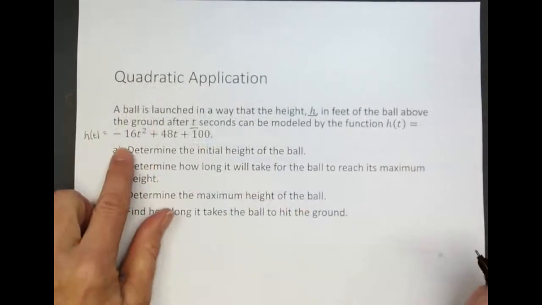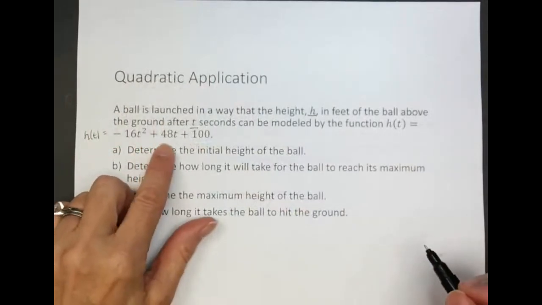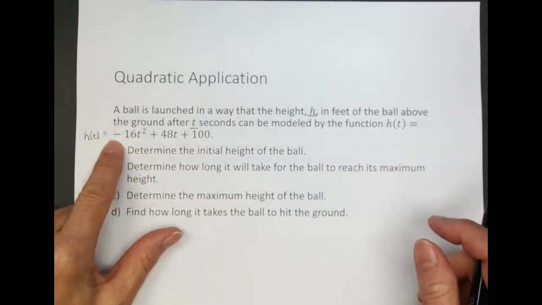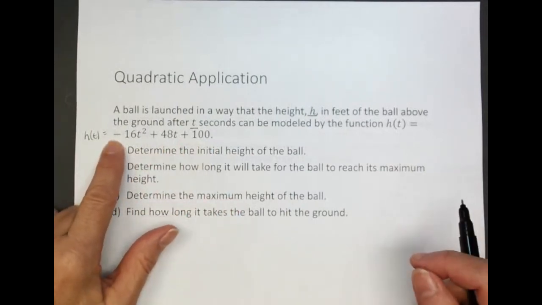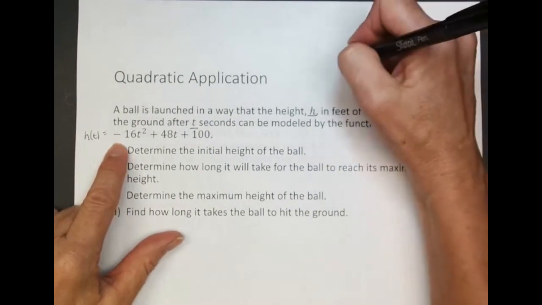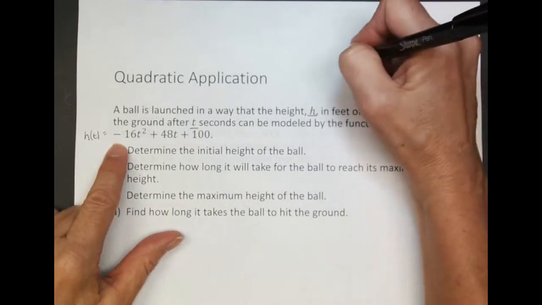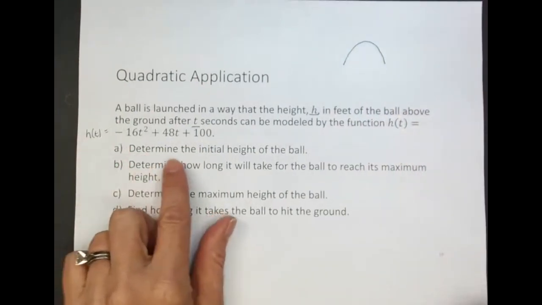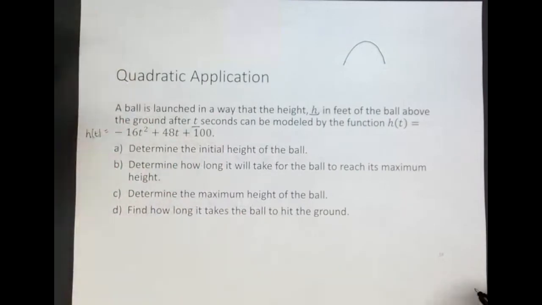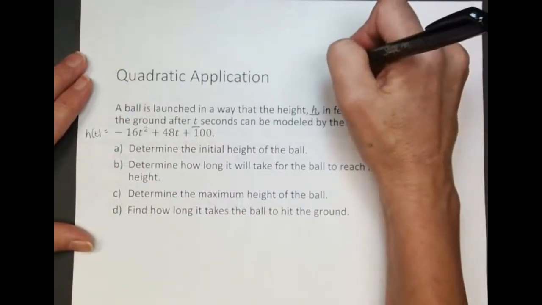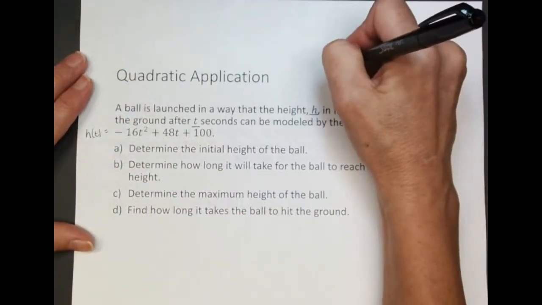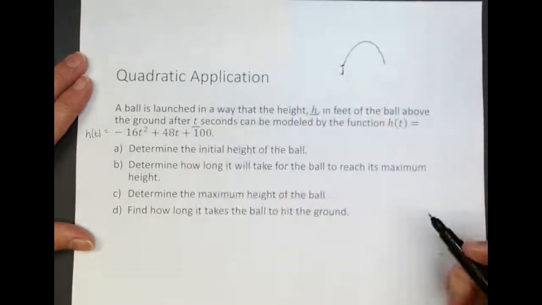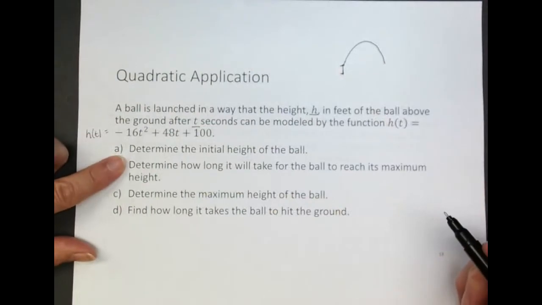H of t equals negative 16t squared plus 48t plus 100. Well, that negative there is telling me that that's a reflected quadratic function, right? So this is going to be a downward facing parabola, like that, right? All right, so determine the initial height of the ball. So it's launching off of some launcher probably, right? I don't know what. We'll say there's some launcher. And the ball leaves that launcher at some point in time. What would the initial height of that ball be?